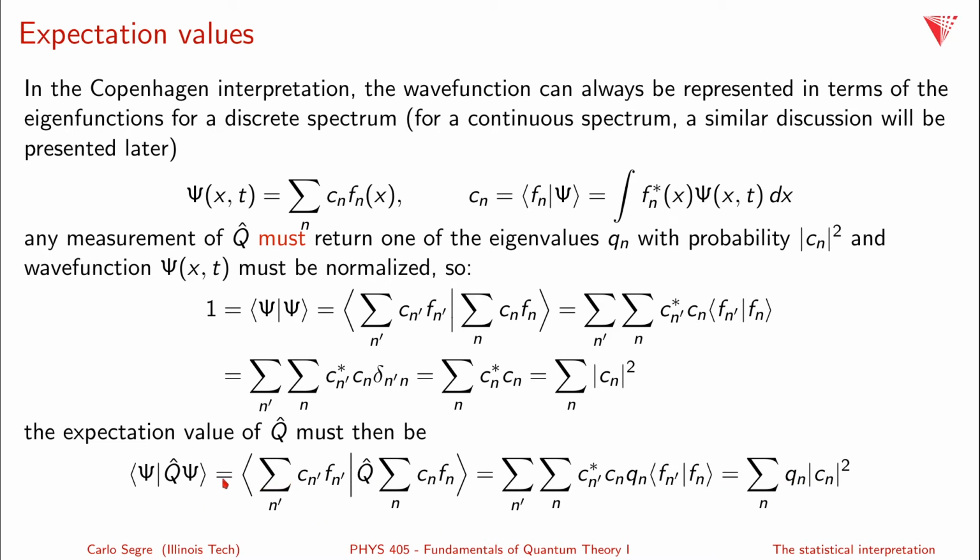So when you measure q, you get a specific eigenvalue. When you want to know the expectation value, you have to take a weighted sum depending on the probabilities of each of the eigenstates in the sum for psi of x and t.